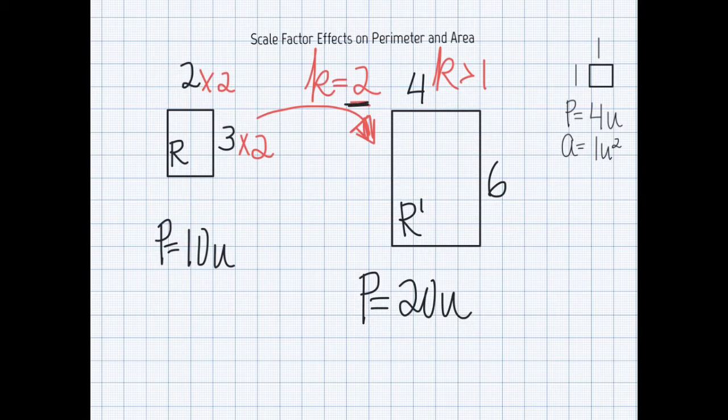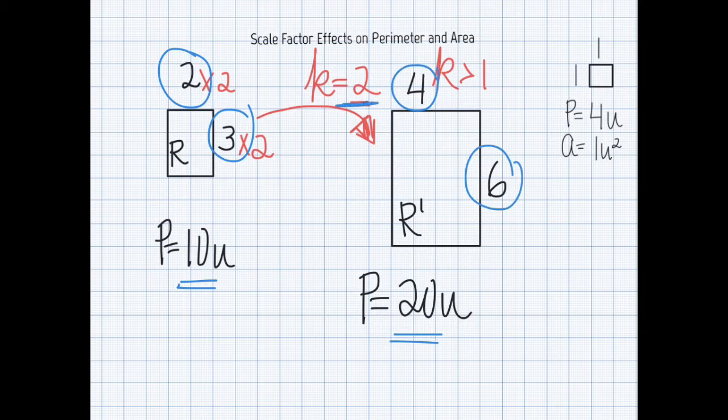The perimeter of the original rectangle R was 10 units, and the perimeter of the new rectangle R prime is 20 units. So what did you notice? After we applied a scale factor of 2 to all of the dimensions in the original rectangle R, we know that the new figure doubled in size. In other words, it got 2 times bigger.